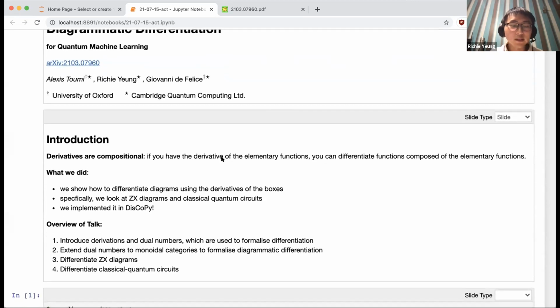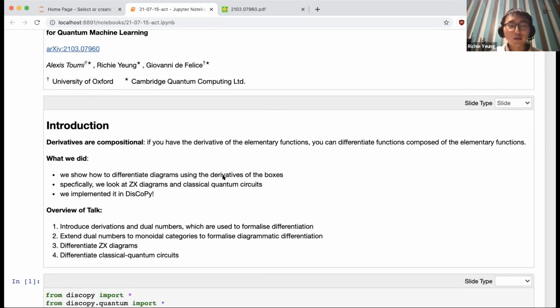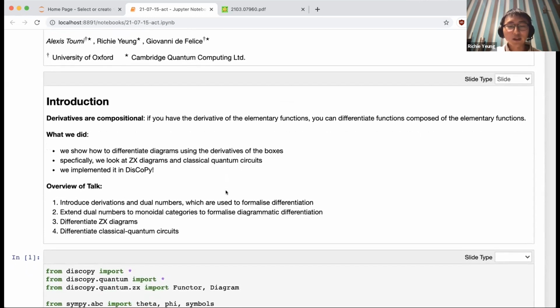A big theme of ACT is compositionality. In my opinion, derivatives are a compositional thing. At school, you first learn the derivatives of elementary functions, and then you learn rules on how to differentiate functions that are composed of these elementary functions. Similar to that, since diagrams are made of smaller boxes that are composed together, what we did is show how to differentiate diagrams using the derivatives of the smaller boxes. Specifically, we transfer this to ZX diagrams and then classical quantum circuits.